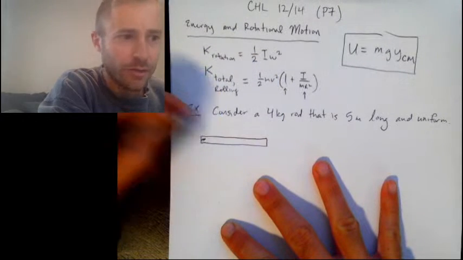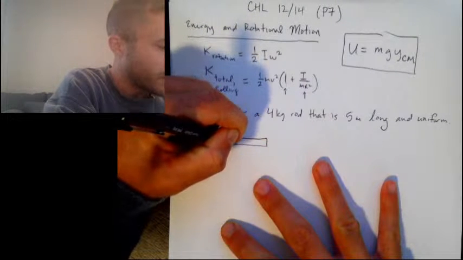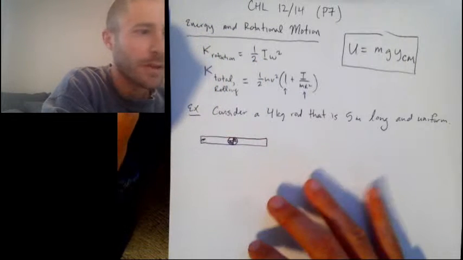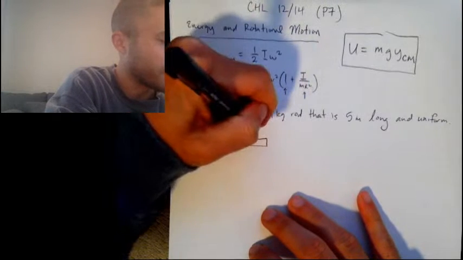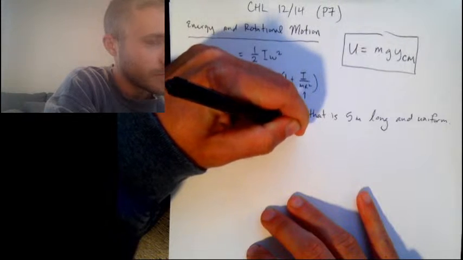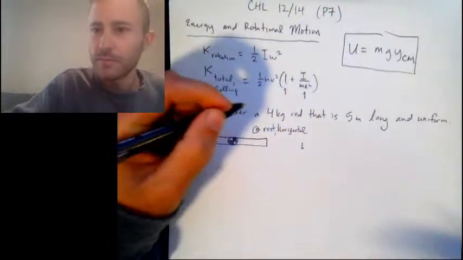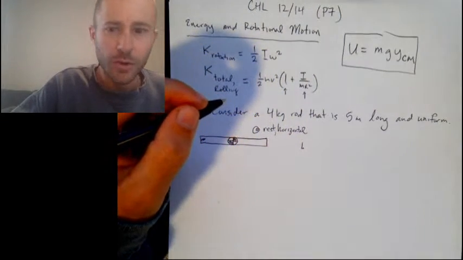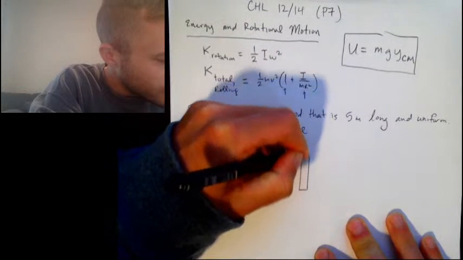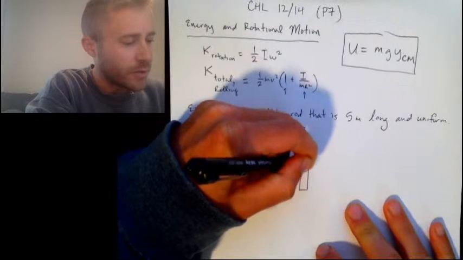It's pinned at its left end, and because it is a uniform rod, its center of mass is located exactly in the center. Okay? It starts out horizontal. Okay? And then it swings to the vertical. Okay? So now the center of mass is down here.